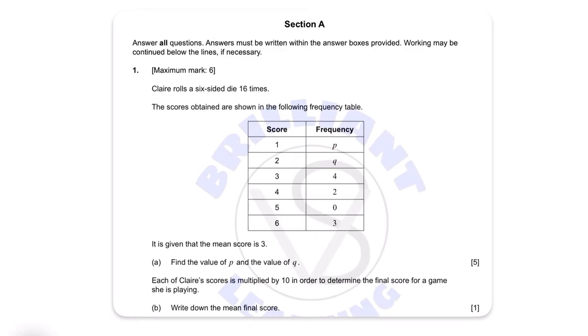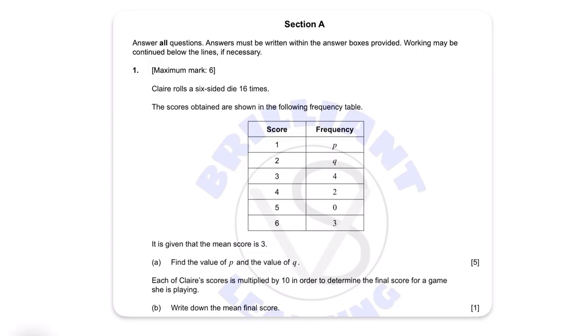So Claire rolls a 6-sided die 16 times. The scores obtained are shown in the following frequency table. It is also given that the mean score is 3, and we want to find the value of P and the value of Q. We also know that each of Claire's scores is multiplied by 10 in order to determine the final score for a game she's playing. And for part B, we want to write down the final mean score.